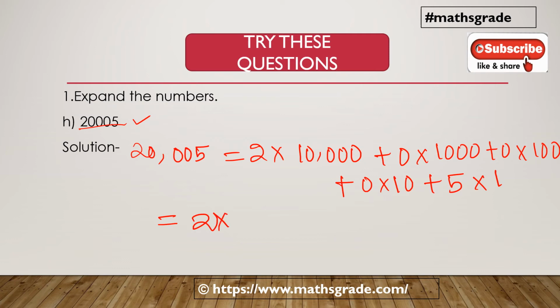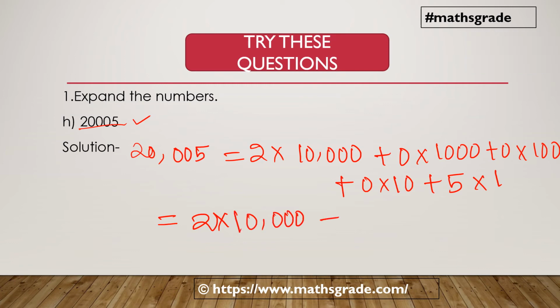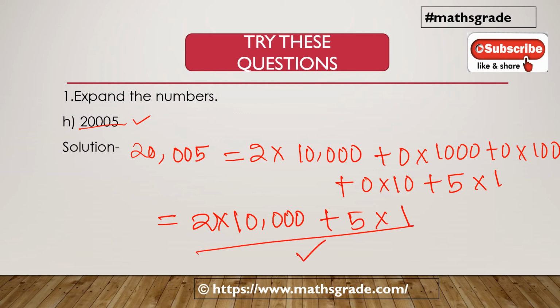So expansion of this number 20,005 is 2 multiplied with 10,000 and 0 multiplied with 1000 is 0, so we don't need to write down this number. And then 0 multiplied with 100, this is also 0, so we don't need to write it down. And 0 multiplied with 10, this is also 0, so we don't need to write it down. Now 2 multiplied with 10,000 and 5 multiplied with 1. And this is the expansion of this number 20,005.